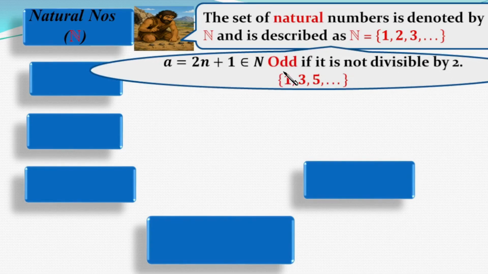odd numbers. We can write odd numbers as 2n + 1, where n starts from 0. When n is 0, you get 1. When n is 1, you get 3. In such a way, 2n + 1 gives us the set of odd numbers.